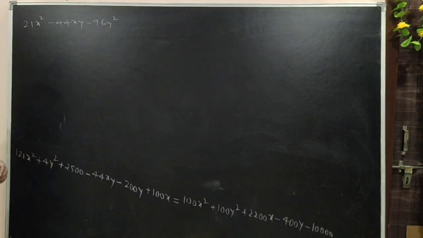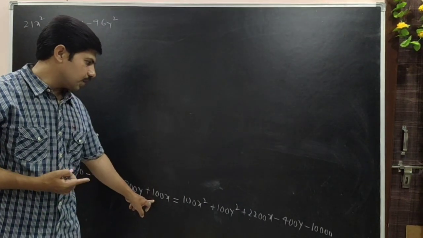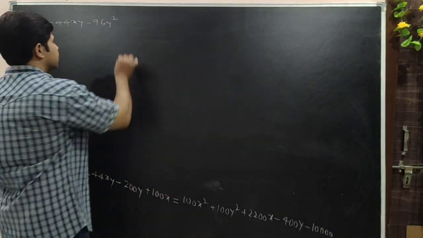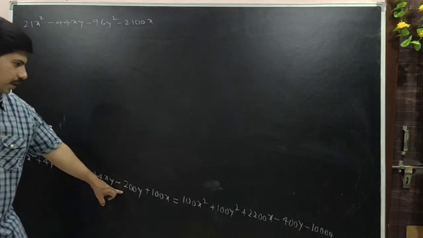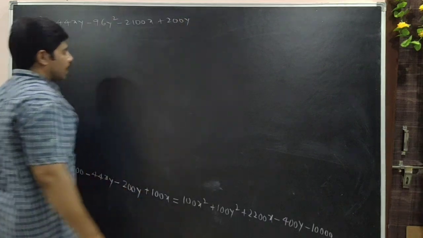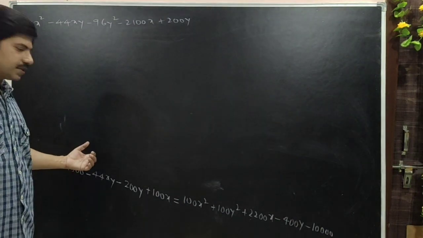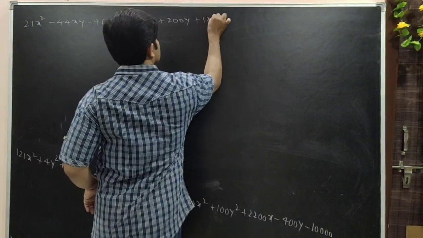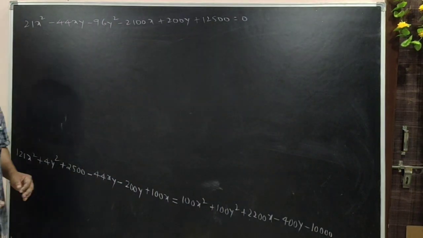Then after that, x terms, we have 100x on the left side, on the other side we have 2200. So 100x minus 2200 is clearly minus 2100x. Then y terms we have to check, minus 200y plus 400y. So that is plus 200y. Then after that, we need the constants. 2500, and the 10,000 we transpose to the other side will become plus 10,000. 2500 plus 10,000 is 12,500 is equal to 0. See, we got the pair of tangents.